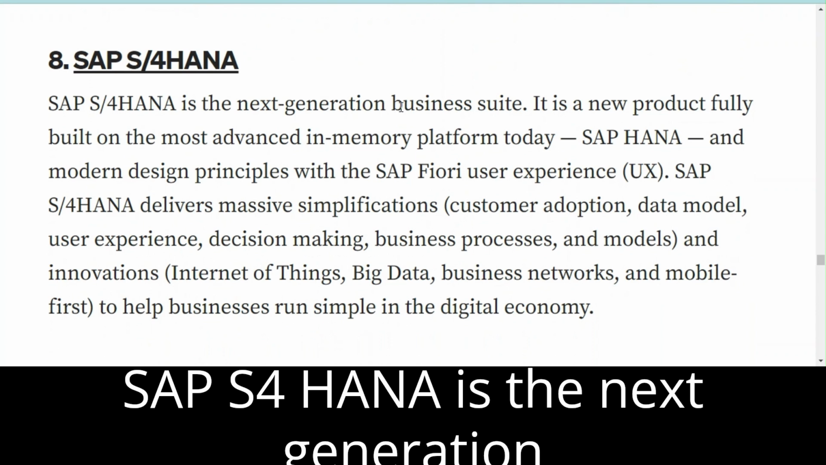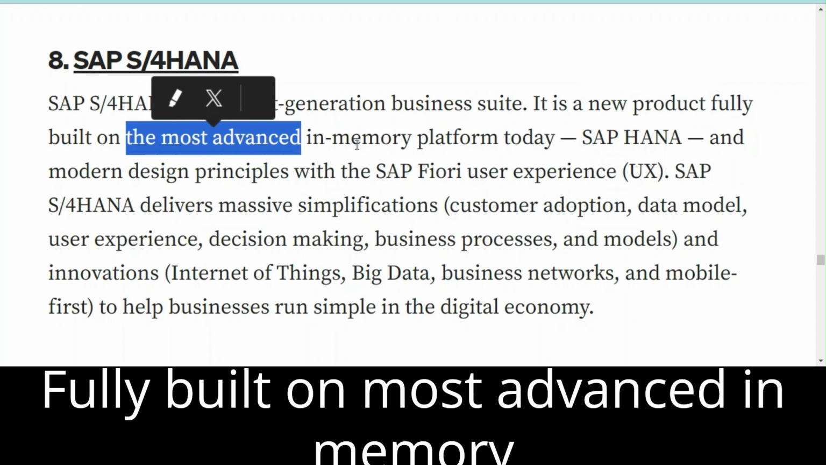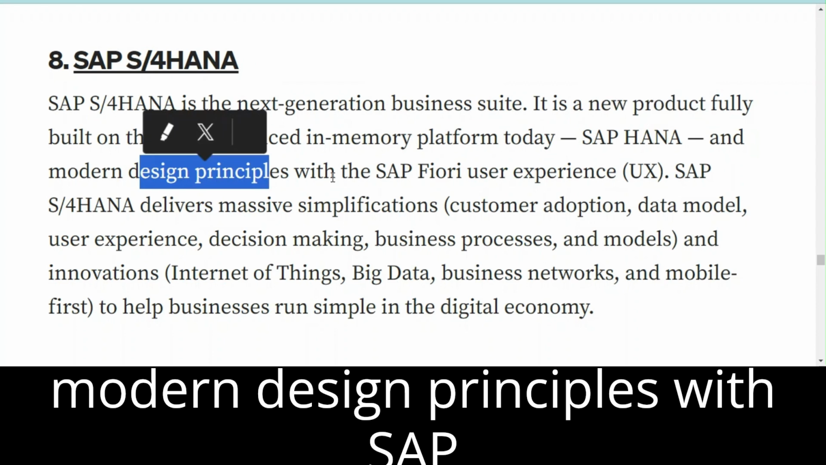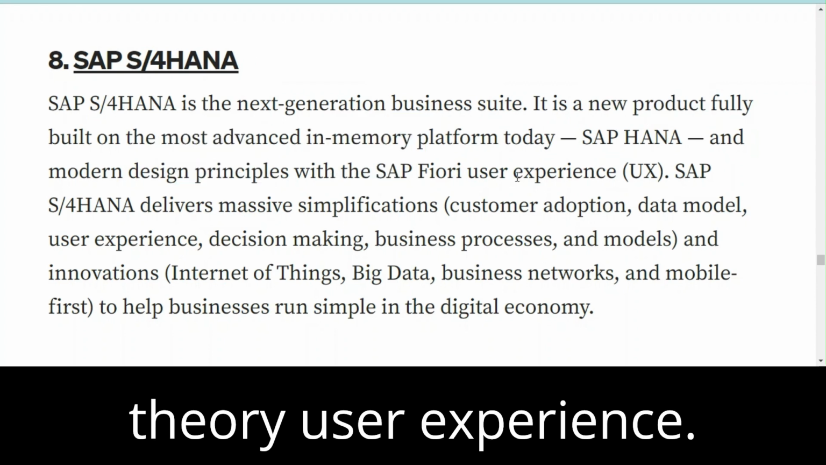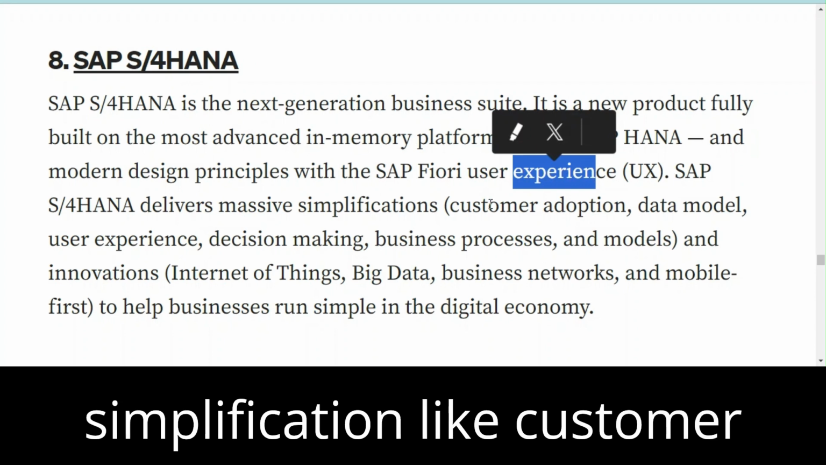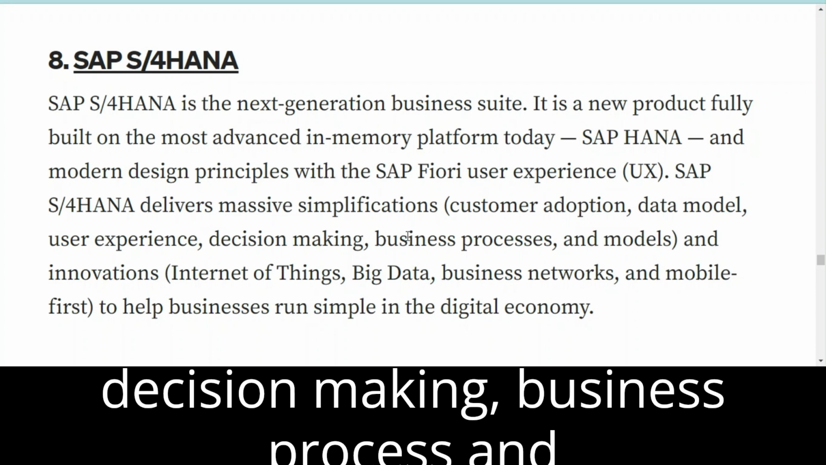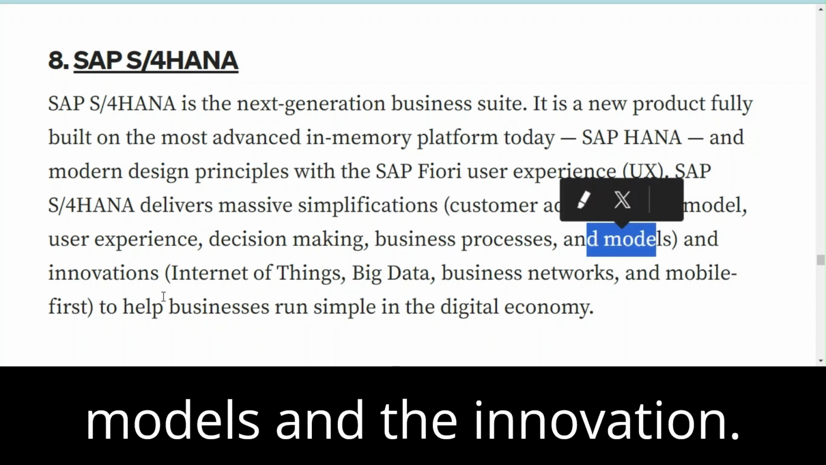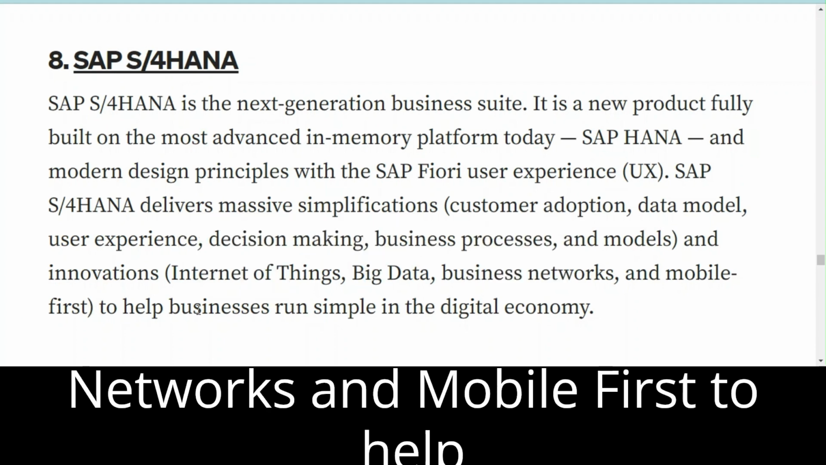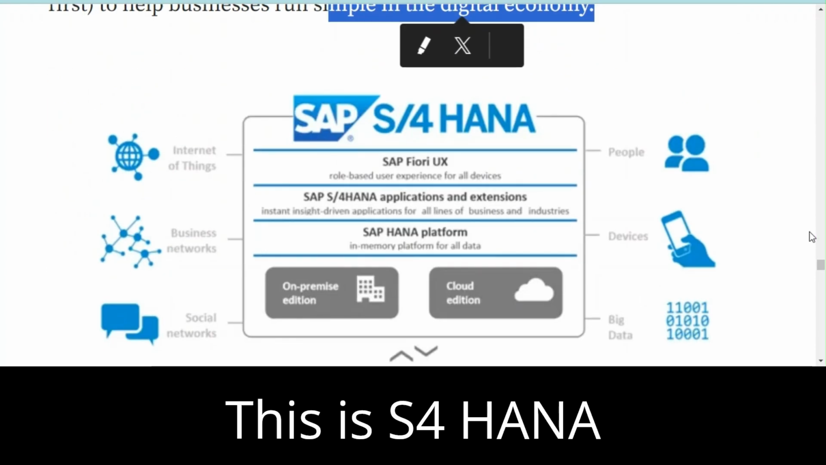SAP S/4HANA is the next generation business suite. It is a new product fully built on the most advanced in-memory platform today, SAP HANA, and modern design principles with the SAP Fiori user experience. SAP S/4HANA delivers massive simplification, like customer adoption, data model, user experience, decision making, business processes and models, and the innovation: Internet of Things, big data, business networks, and mobile first, to help businesses run simple in the digital economy. This is S/4HANA.